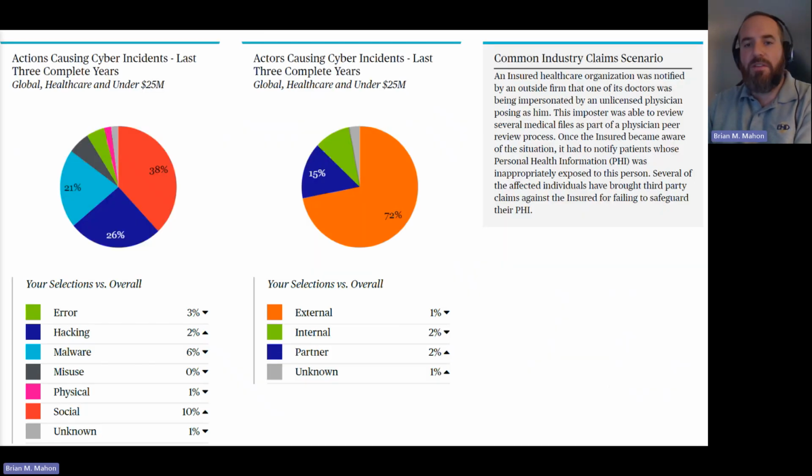And again, if there is an incident, 72% of the time it's coming externally, outside of your network. No surprise there. It's most likely, 38% of the time, some sort of phishing or social engineering method, or just brute force hacking or malware. So that's no surprise there.